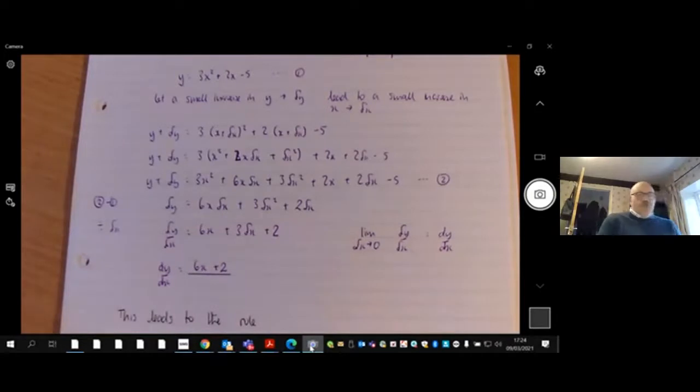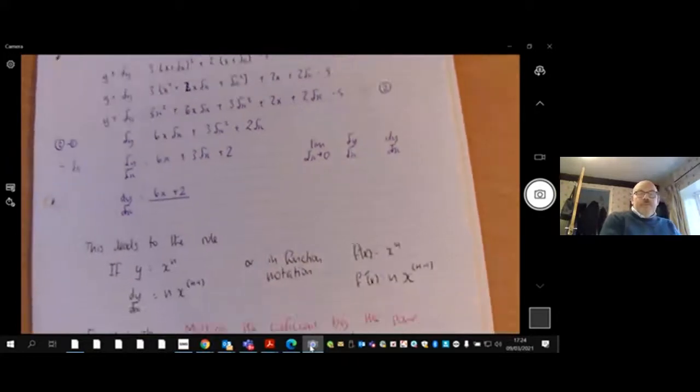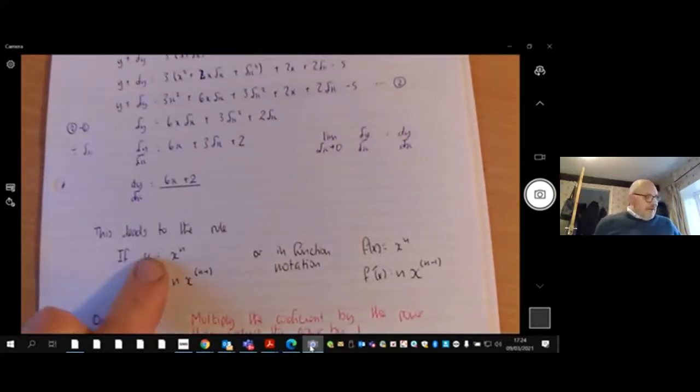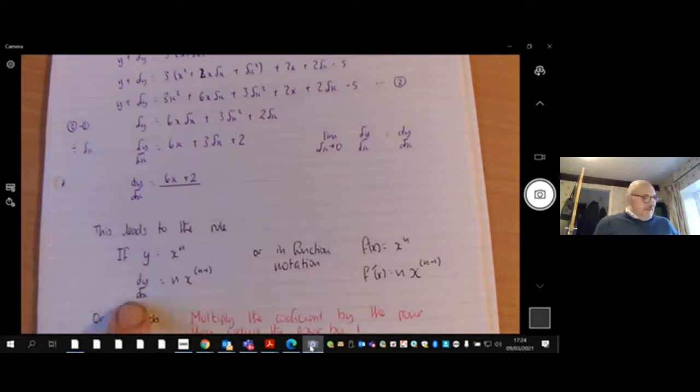But where I teach it, I teach people how to differentiate from first principles. We spend an hour and a half on it. They have a homework, they do a load, and then we get the rule, which is if y is x to the power of n, dy by dx is n x to the power of n minus 1.